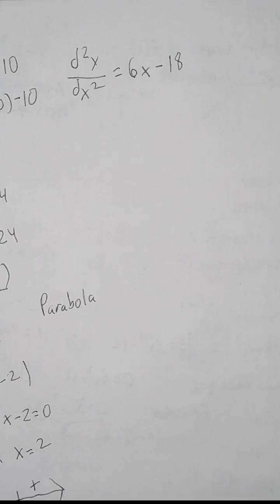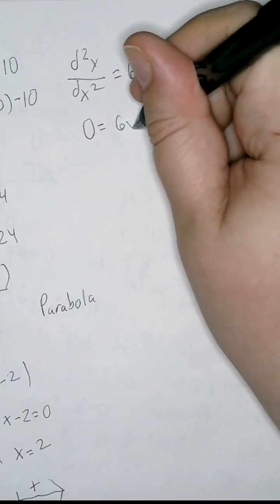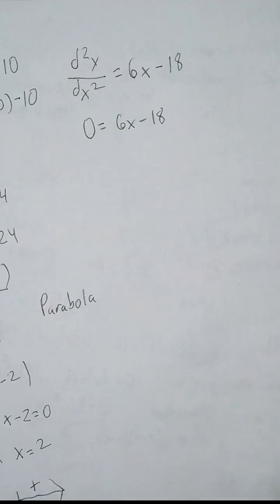So now, I'm going to go ahead and set the second derivative equal to 0 to find my point of inflection. If that's true, what must x equal?